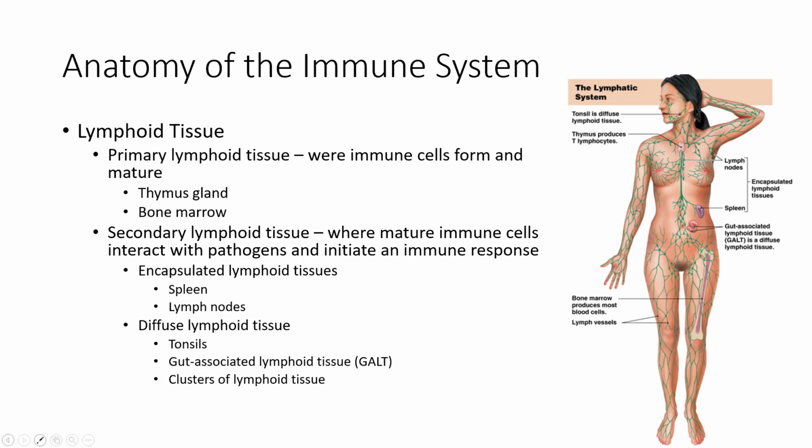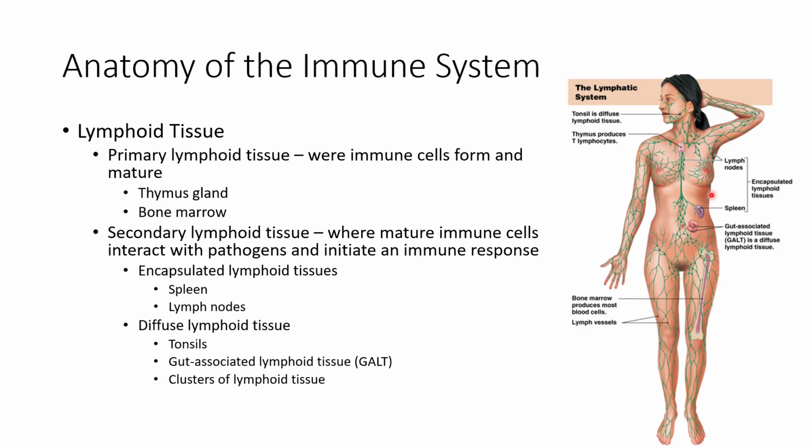The main gland associated with our lymphoid is going to be the thymus. And the thymus is where we produce our T lymphocytes. The other primary lymphoid tissue is going to be our bones. In the bone marrow is where a lot of our immune cells mature and develop. So the thymus and bones make up the primary lymphoid tissue.